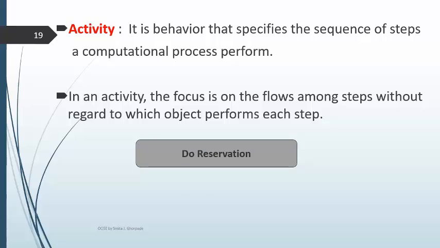Graphically, it is represented as a rounded corner rectangular box. Examples of activities are do reservation or process order. These are the activities within a respective system. It is represented by a rectangular box.